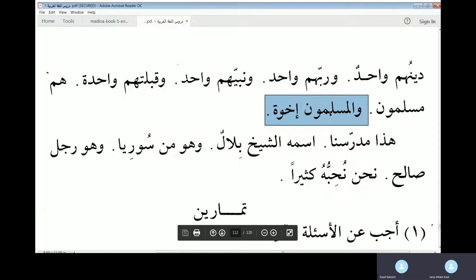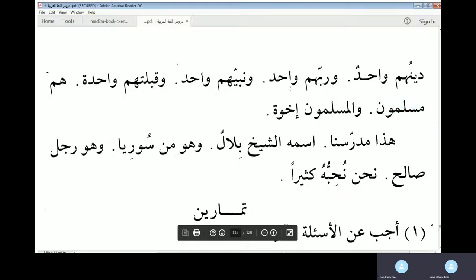Muslimuna is masculine. When we talk to a group of people, we use the siga for muzakkar. For example, in front of me, if there are five men and five women standing, I will use the siga of muzakkar for them. So this Muslimuna means all Muslim men and women. In the previous sentence, hum Muslimun or hum Muslimuna? They are Muslims. So Muslimuna is plural or singular? It is a plural word.